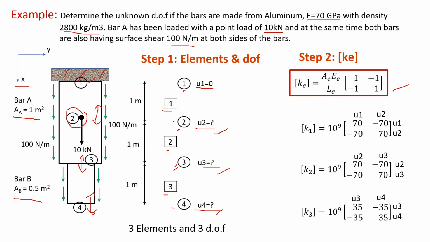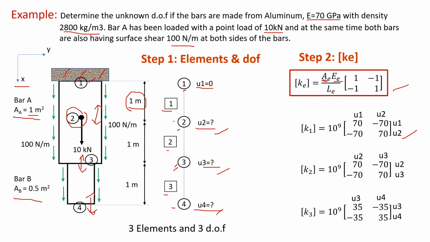For example, for element 1, E is 70 gigapascal, A is 1 meter square, and L1 is equal to 1 meter. Then we obtain this K matrix.